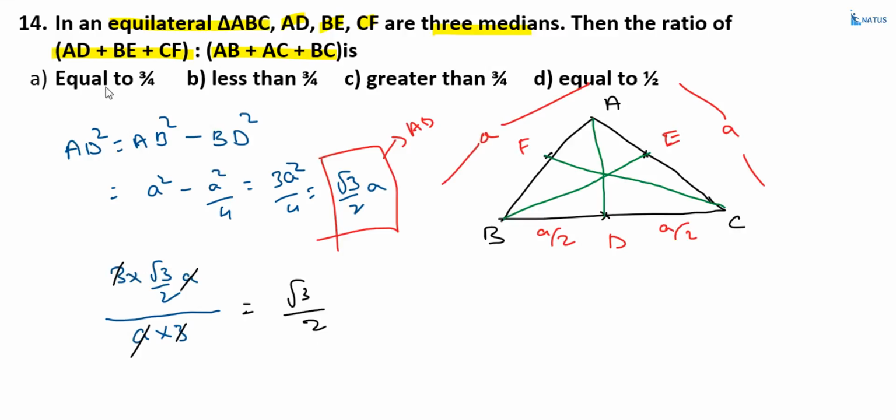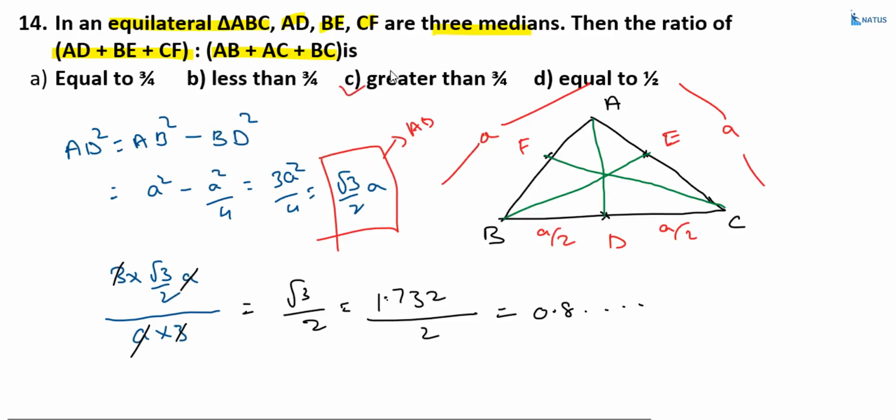Now, the options are equal to 3 by 4, less than 3 by 4, greater than 3 by 4, and equal to 1 by 2. Now, root 3 is 1.732, divided by 2. So, this is equal to 0.8 odd. Here, less than 3 by 4 means 0.75, but this value is 0.8. So, greater than 3 by 4. This 0.8 is greater than 0.75. So, what is the answer? Option C is the correct answer.